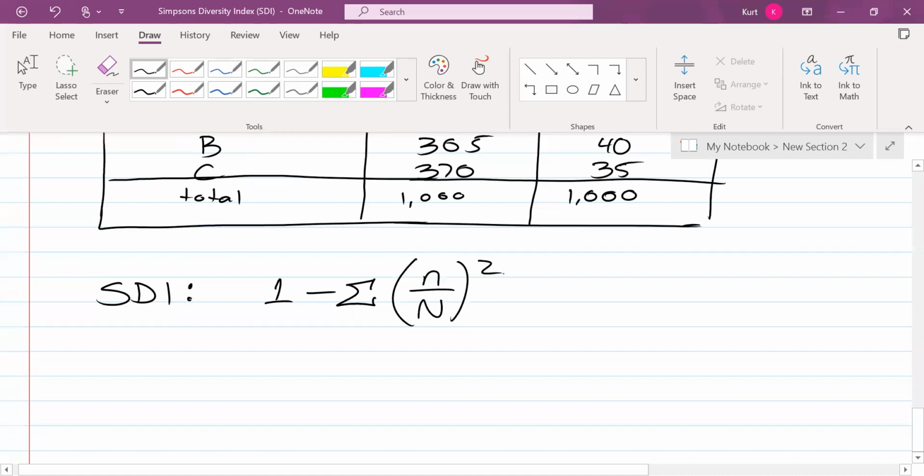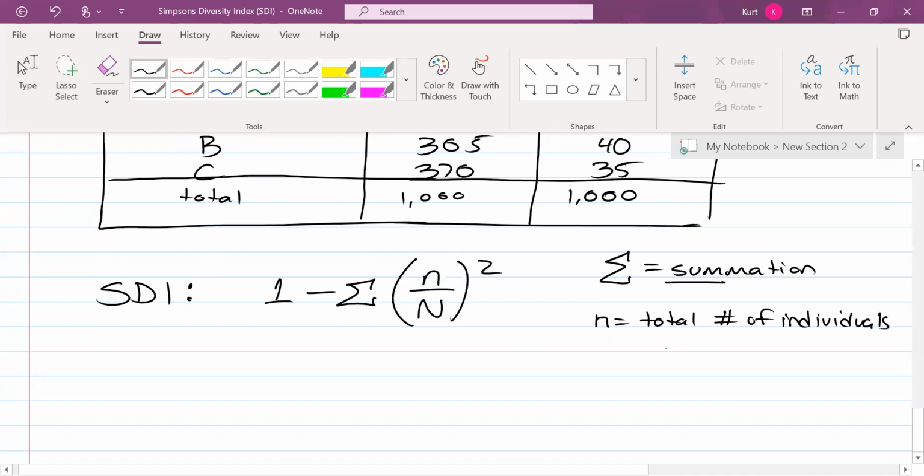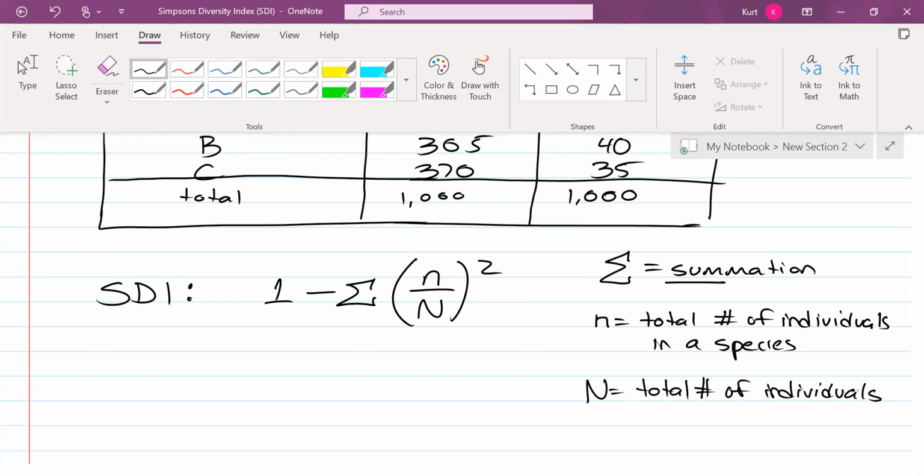Let's get an idea of what these variables stand for. Sigma means summation. In summation, you see the word sum, that means math. Little n is the total number of individuals in a species. And big N is the total number of individuals in the whole data set. And this would be 1,000 for each one.